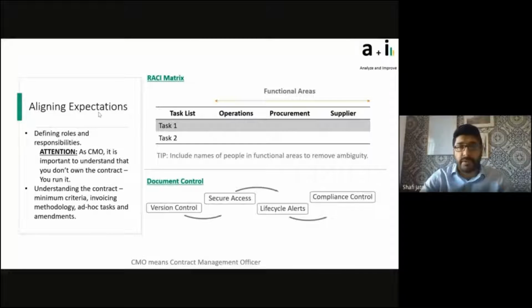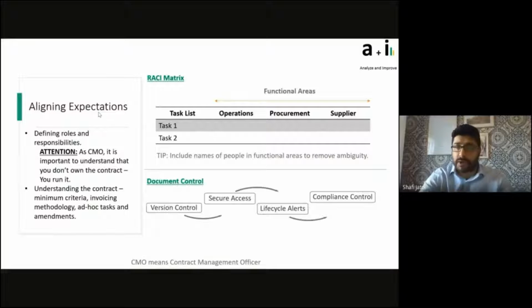You define roles and responsibilities. You develop a RACI matrix. You include all functional areas that are going to be involved. So if inventory, warehouse, logistics, anybody's going to be involved, you put them in, and you include people's names under the tasks, or whatever you would want to call the left column. You'd want people's names in there.